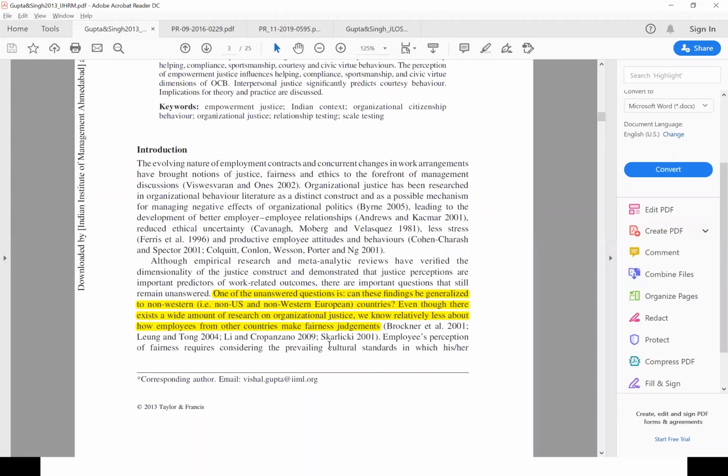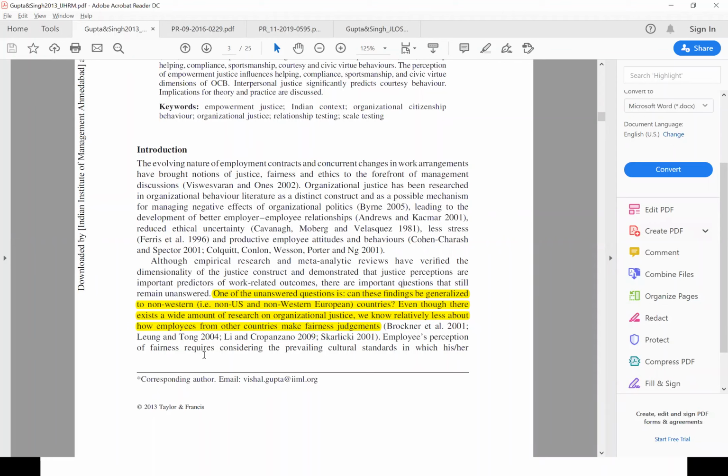So I have to now talk very clearly as to why what we have seen in the Western context may not be applicable to the Indian context. So why studying the relationships in the Indian context is going to be important. Why is the Indian context different in the first place, right? Now, in the introduction, I am talking about, even though there exists a wide amount of research on organization justice, we know relatively less about how employees from other countries make fairness judgments, right?